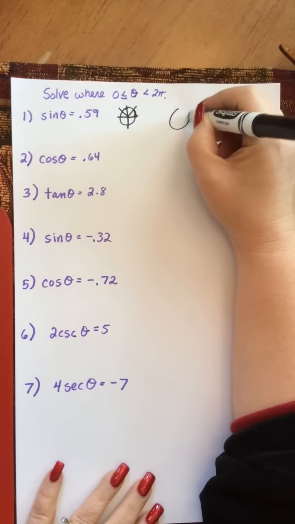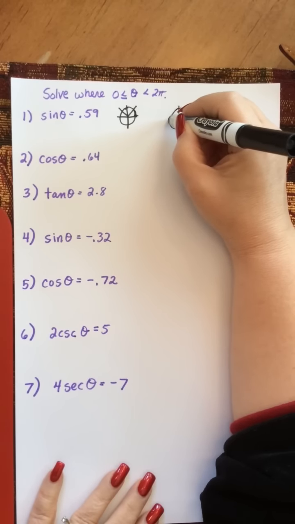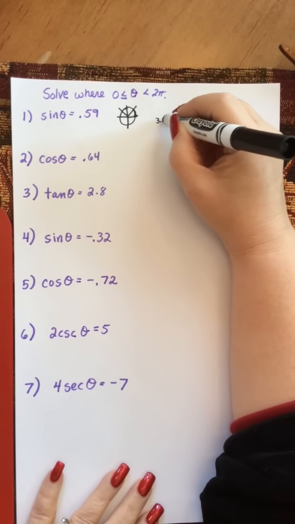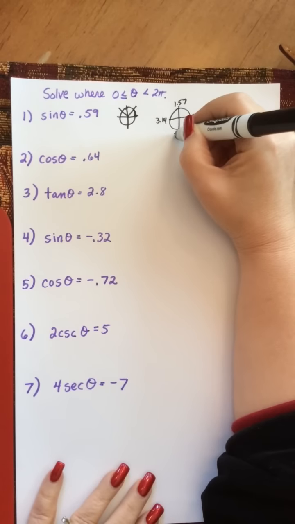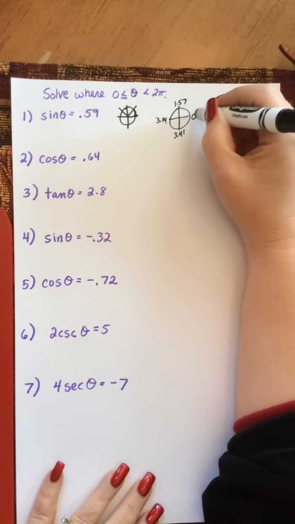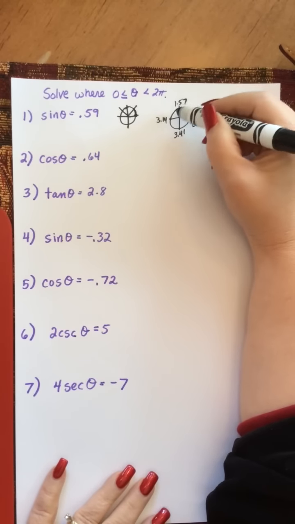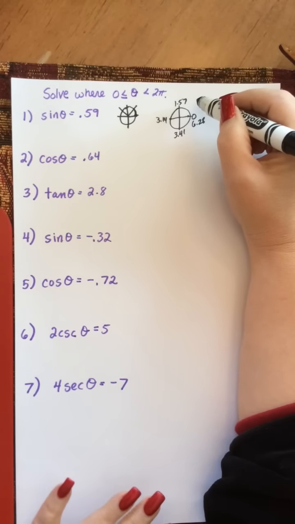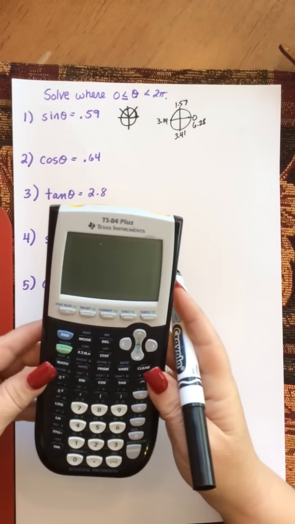Remember, in radian land, in general, this is 0. Since this is normally pi, this is about 3.14. Up here is about 1.57. Down here is about 3.41. And then all the way around is about 6.28, if you went all the way around the circle, like 2 pi. You're not really going to use this, but this kind of gives you a reference as to maybe your answers are correct, okay? So the first one, it goes sine of theta is equal to 0.59.